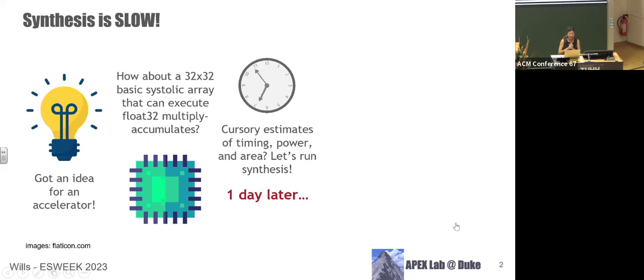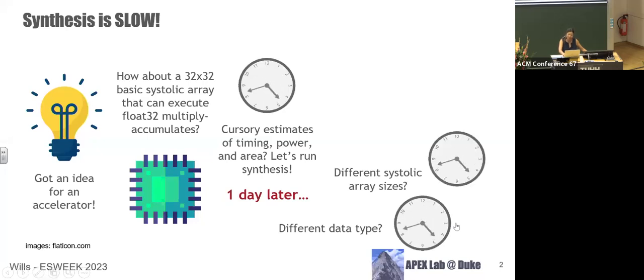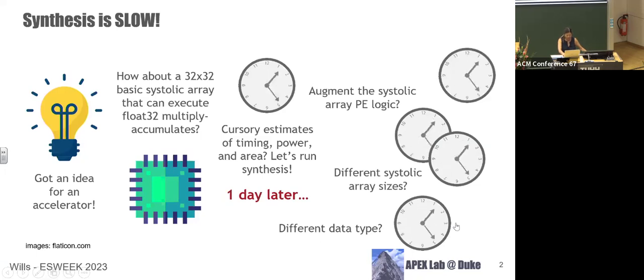So we run synthesis using, let's say, Synopsys Design Compiler. Unfortunately, it takes about 1 day just to run the synthesis flow. So then let's say, what if we wanted to try a different data type for this systolic array? Run more synthesis. And then after this, let's say, I don't know what systolic array sizes I wanted. Run more synthesis. Then if we wanted to augment the systolic array PEs and see what impact it has on timing, area, or power, run more synthesis.